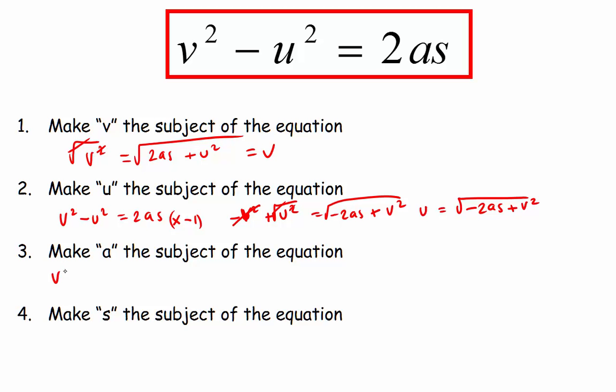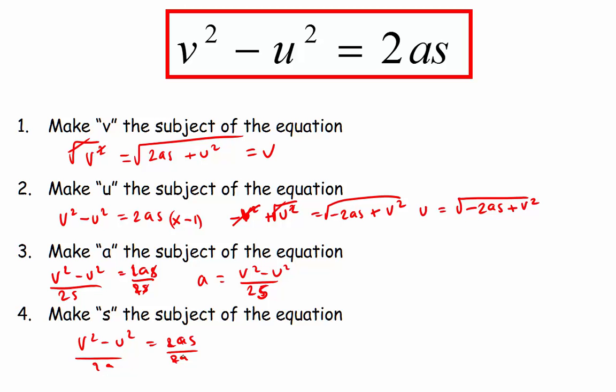Okay, make a the subject of the equation. Alright, so I've got again v squared minus u squared equals 2as. If I divide both sides of the equation by 2 and s, 2 cancels with 2, s cancels with s, so I end up with a is equal to v squared minus u squared over 2s. Okay, again make s the subject of the equation, very similar to before. v squared minus u squared equals 2as. Dividing both sides by 2a, cancels the 2, cancels the a, so s is equal to v squared minus u squared over 2a.